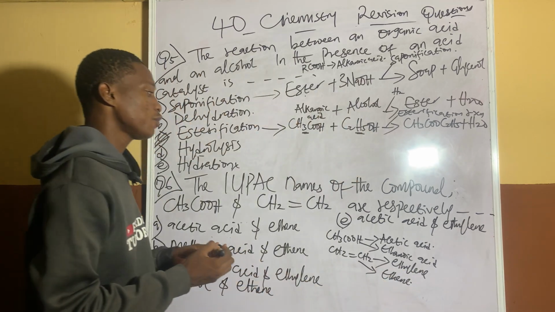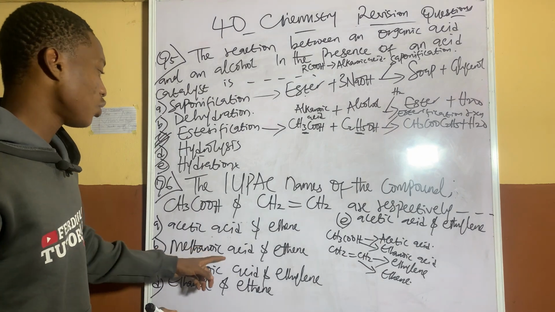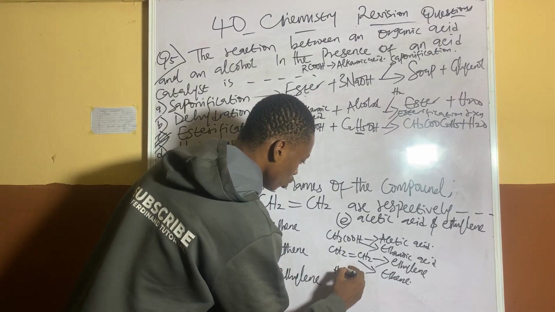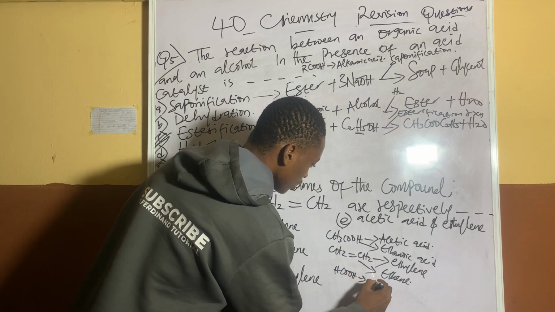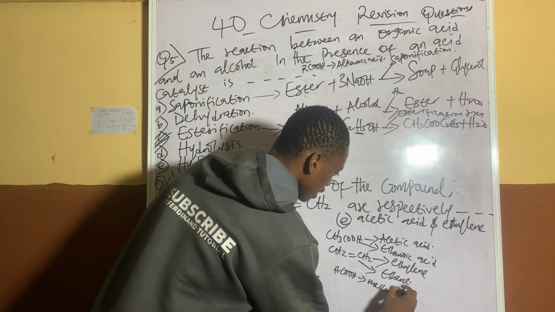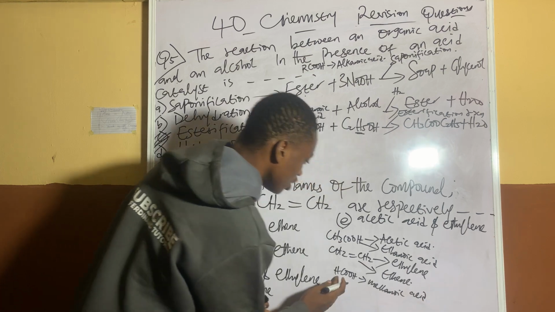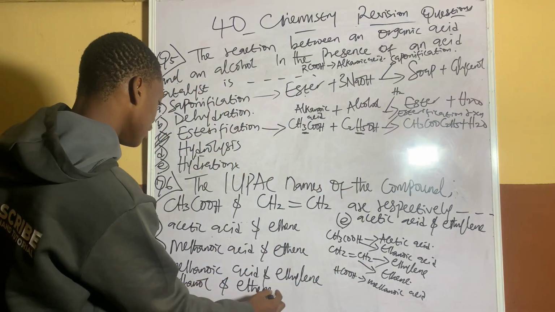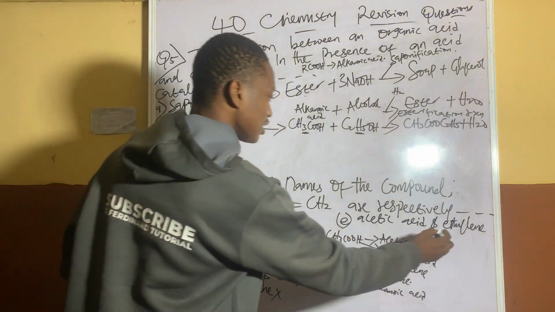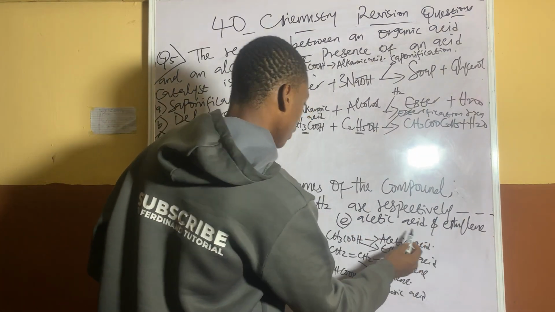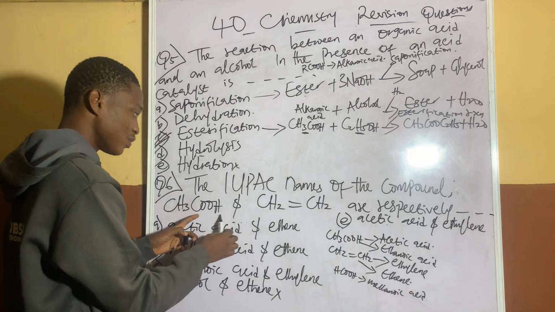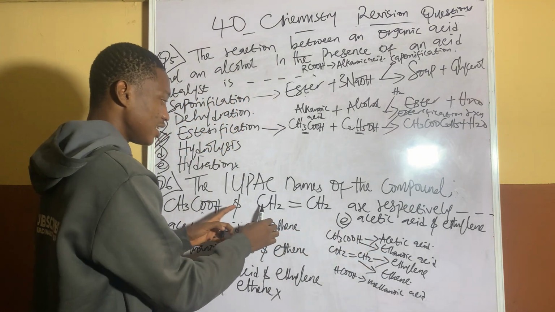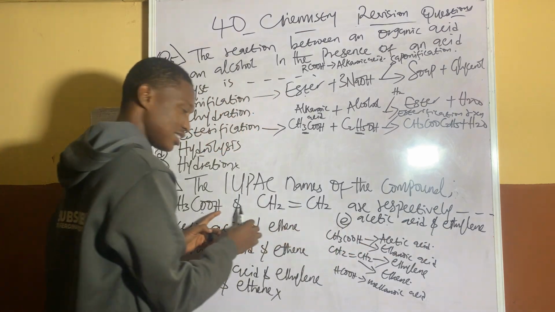Are we there now? Methanoic acid is just HCOOH. This is what methanoic acid looks like. So in this scenario, ethanol and ethene is out. Acetic acid and ethylene, because both of them are common names. If you look at this E, this is acetic acid and this is ethylene.